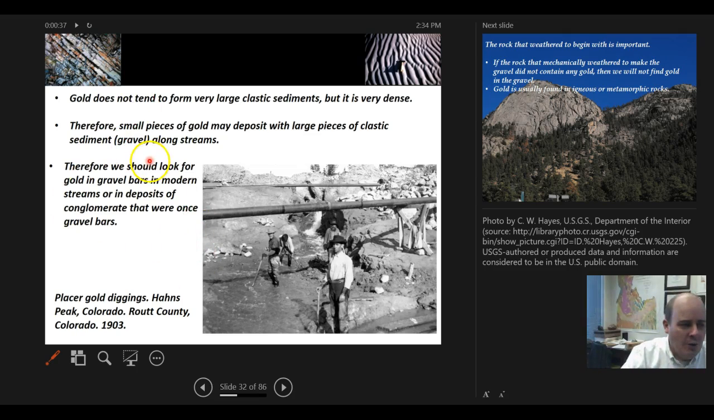Therefore, we should look for gold in gravel bars that are left behind in the future, right? And so that would be a great place. So people actually all the time go panning for gold, and you want to find that in places where the sediment is deposited. Okay? And more in the gravels than in the sands. Okay? You can still find it in the sands, but not in high abundance there.